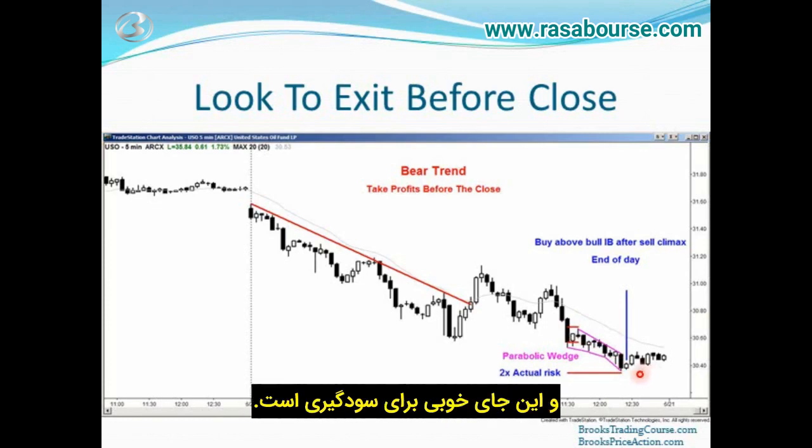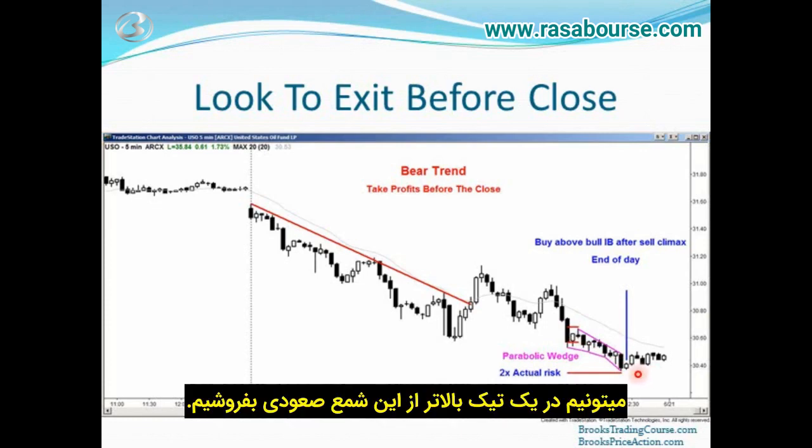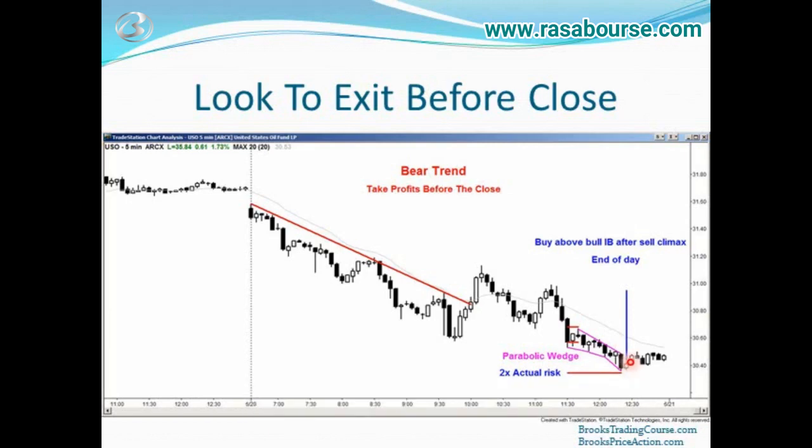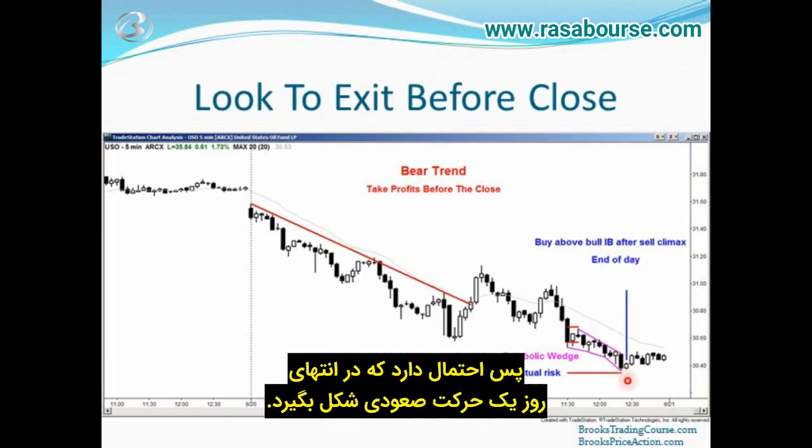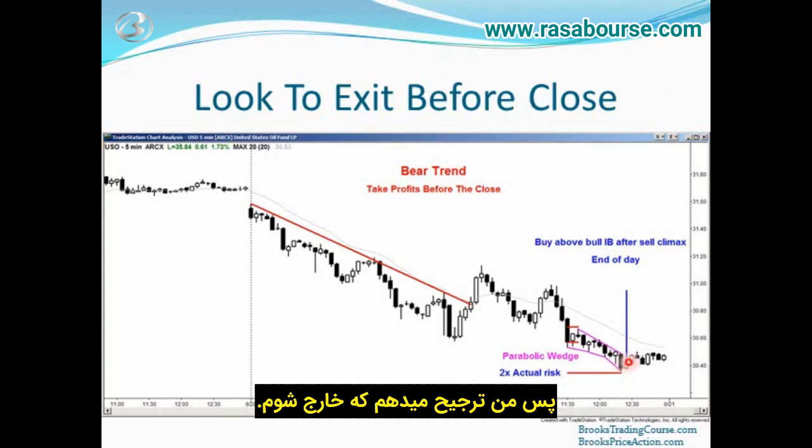This would be a good location, 1 tick above the high of this attempt to reverse up, because you don't want to take a chance of a strong bull spike. So if it's making any reasonable attempt to reverse up in the final bars of the day, I would get out.